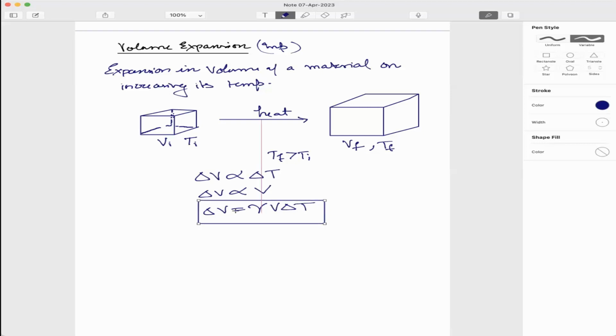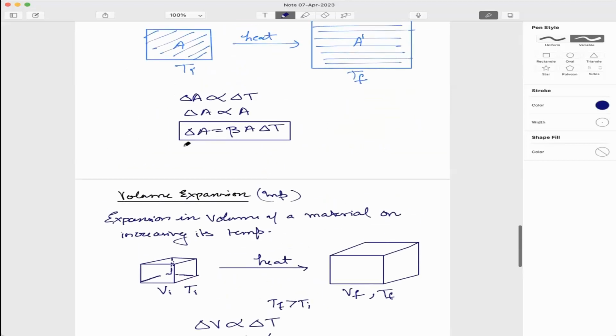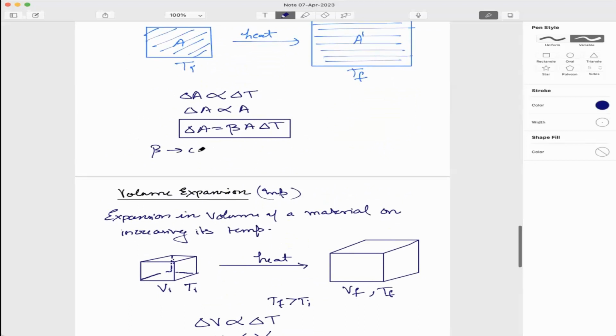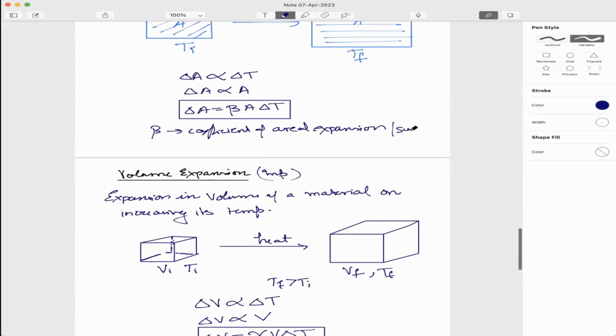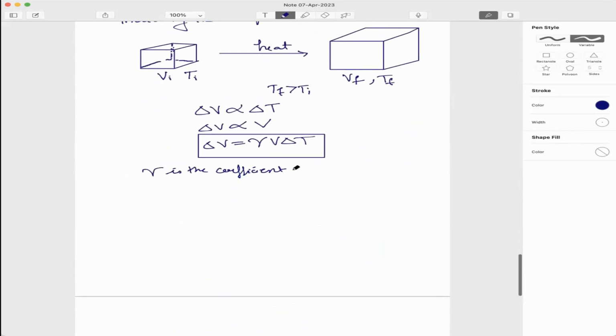So till now we have introduced three terms. Alpha is the coefficient of linear expansion, beta is the coefficient of areal expansion, or we can say superficial expansion, and gamma is the coefficient of volume expansion.